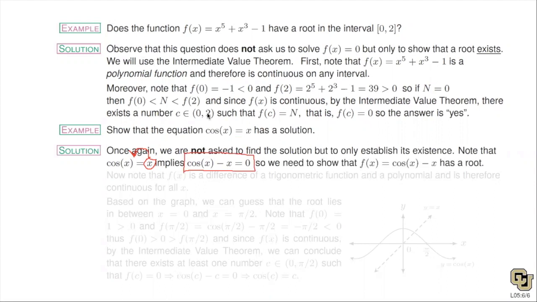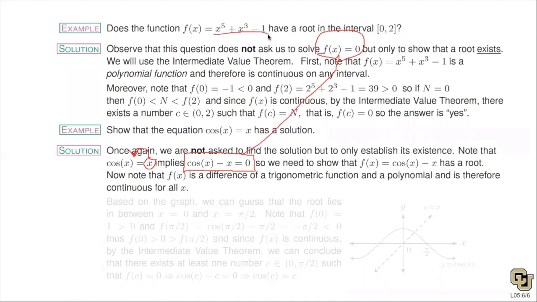So if I let f of x equal to cosine of x minus x, I'm back to trying to solve a root finding problem, but just with a different function. Instead of x to the 5th plus x cubed minus 1, I now have cosine x minus x. That's the function that I'm trying to find the root for. So now this is my function, and I want to show it has a root. It's basically now the same problem as before. There's only one issue. In the previous example, they gave us an interval. Here there's no interval.